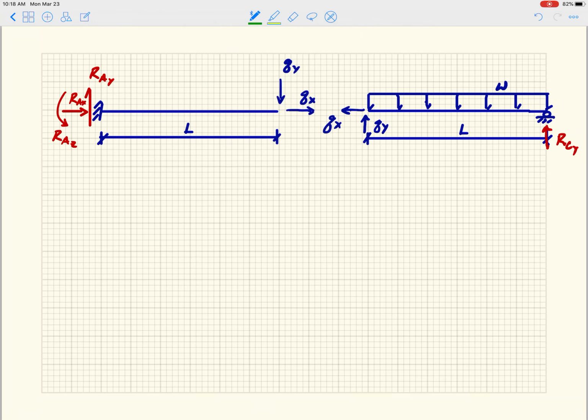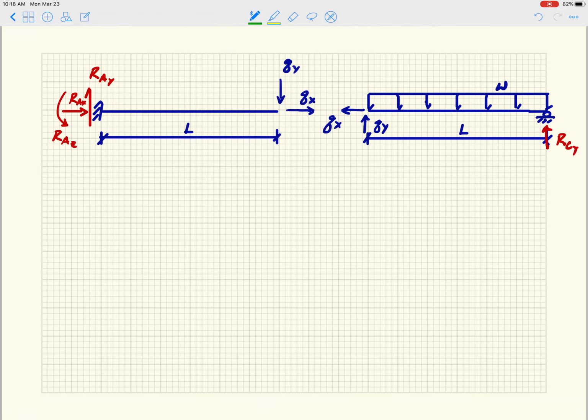Then I can sum forces in the y direction. They have to equal 0. So here I'm going to get a positive WL over 2, that's my R sub y. I'm going to get a minus WL, that's my distributed load, and I'm going to get a positive Q sub y. And for that, Q sub y is going to be again a positive WL over 2, and so that is upwards.